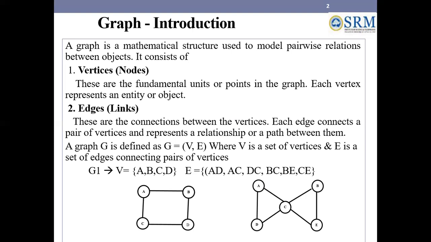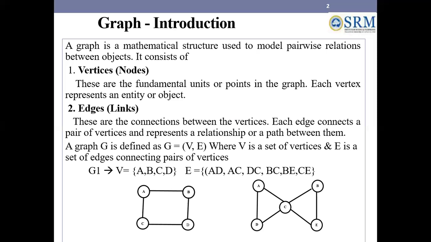A graph G is defined as a collection of vertices and edges. G is equal to V comma E, where V is a set of vertices and E is a set of edges connecting pairs of vertices. See the graph G1. The vertices list is A, B, C, D. There are four nodes.